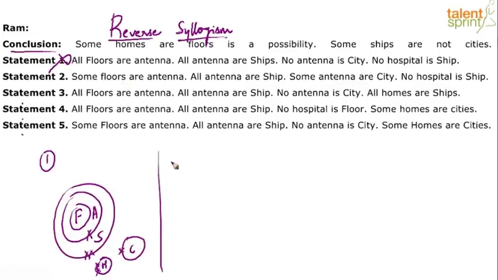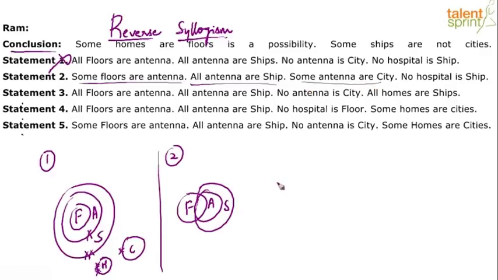Now look at option 2. Some floors are antenna. All antenna are ships. Then some antenna are city, let's say. And no hospital is a ship, so hospital and ship will not touch each other.